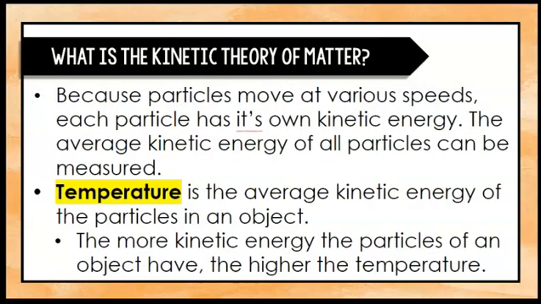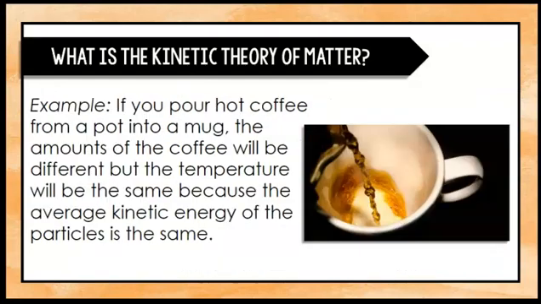Because particles move at various speeds, each particle has its own kinetic energy. The average kinetic energy of all particles can be measured. Temperature is what we call the average kinetic energy of the particles in an object. The more kinetic energy the particles of an object have, the higher the temperature will be. For example, if you pour hot coffee from a pot into a mug, the amounts of the coffee will be different, but the temperature will be the same because the average kinetic energy of the particles is the same.